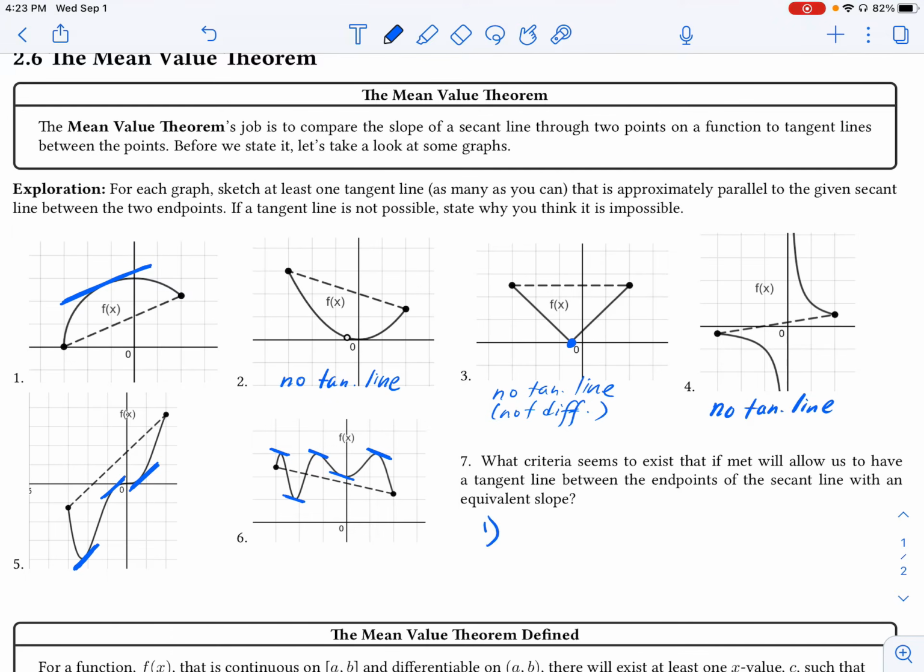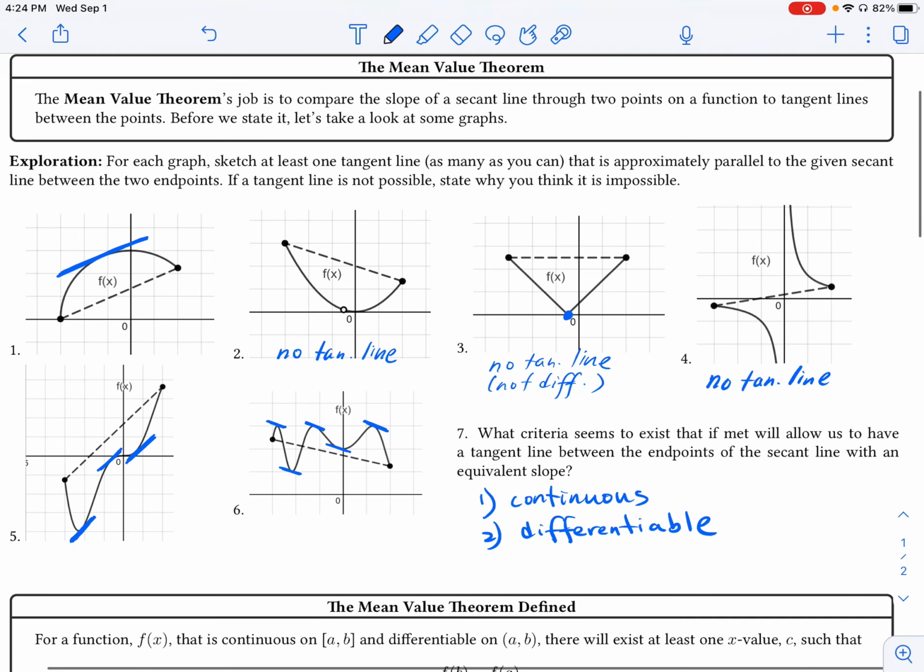one, the function must be continuous. And then also, it must be differentiable. The function must be differentiable. And you could have actually just straight up said that the function must be differentiable because by definition, if a function is differentiable, then it must be continuous.